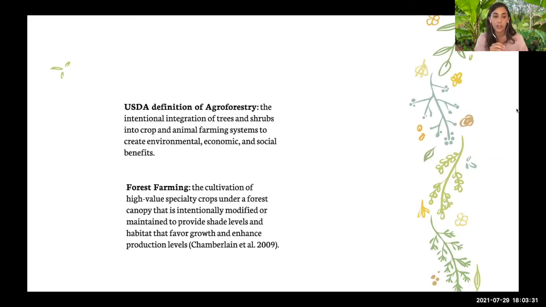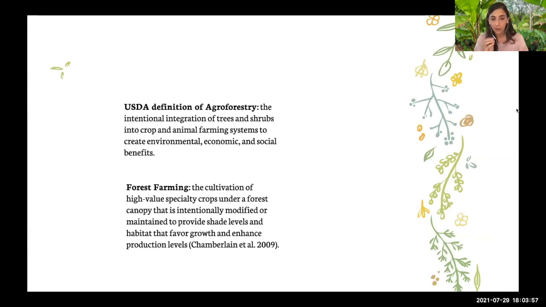Another similar definition is forest farming, which is closely related to agroforestry. I found this from one of Craig Elevich's publications on Pacific Island agroforestry. This definition is the cultivation of high-value specialty crops under a forest canopy that is intentionally modified or maintained to provide shade levels and habitat that favor growth and enhance production levels.